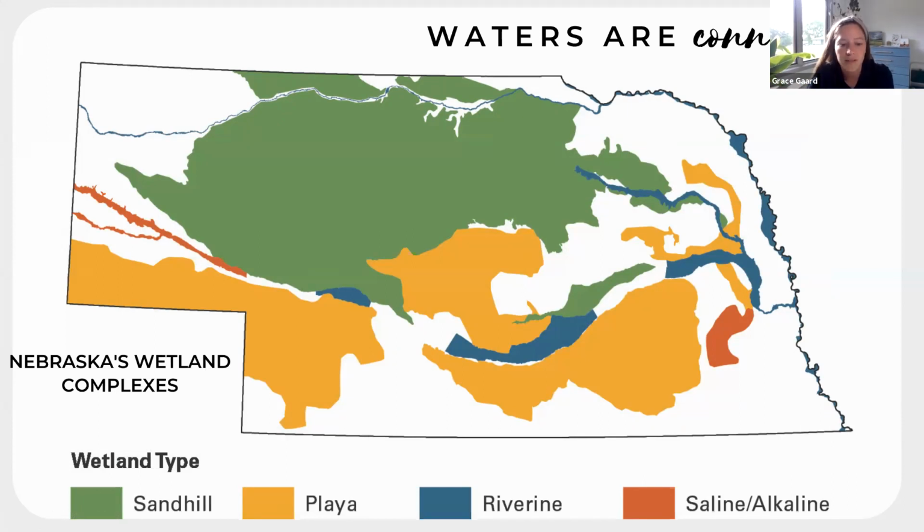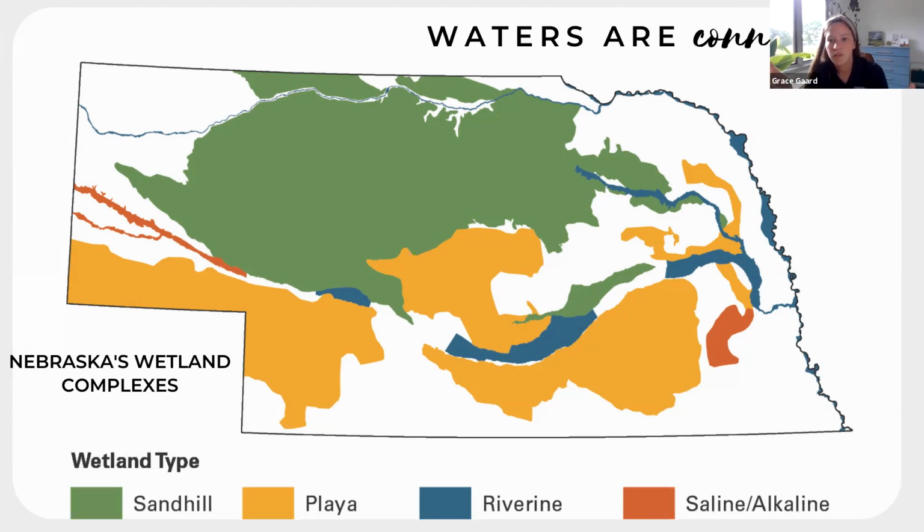So green, we've got Sandhill Wetlands. That orangish yellow is the Playa Wetlands, found in the Rainwater Basin, and they are also in areas near the Platte River, running through those agricultural areas. We've got Riverine Wetlands, and then the Saline Alkaline Wetlands. And I'll go into depth. What I did is I split the wildlife that we're going to talk about today into basically the wetland types that you could find them in.